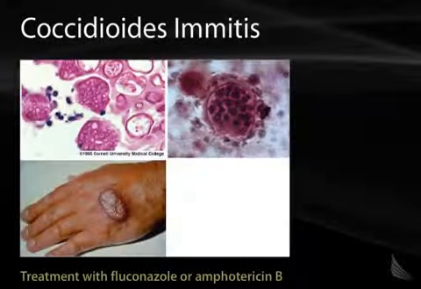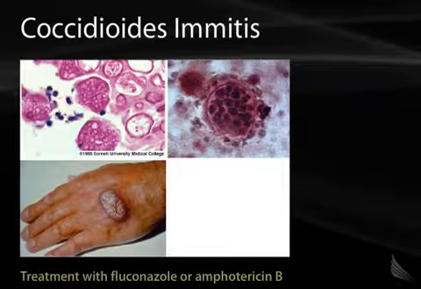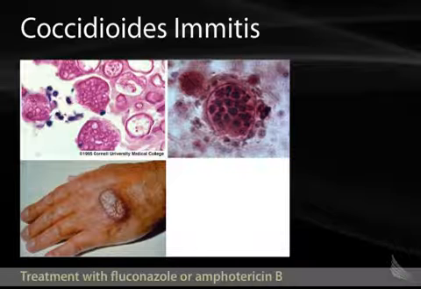Here are some clinical pictures of this endospore with spherules inside of it. Also, you can see the characteristic lesions on the hand and foot. You treat coccidioides with fluconazole or amphotericin B.